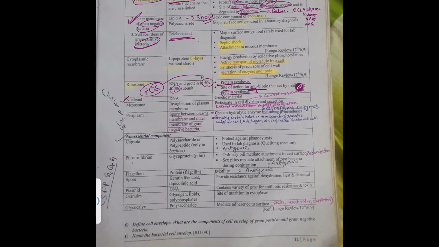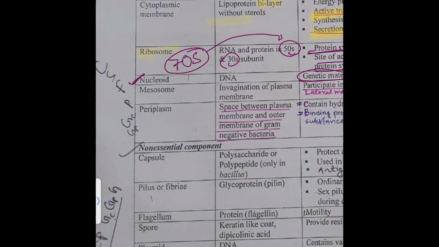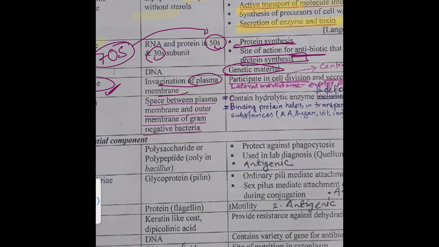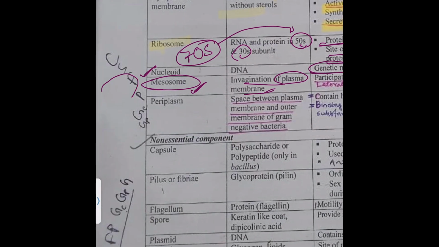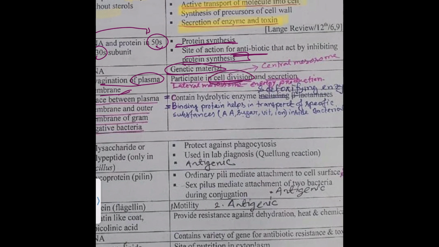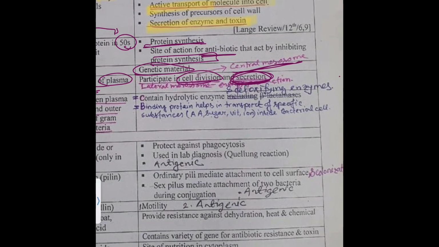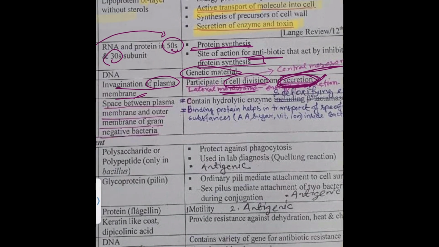Then nucleoid. Nucleoid is the genetic material. Why nucleoid and why not nucleus? Because there is no nuclear membrane. Next is mesosome, which is very important. Mesosome is an invagination of the plasma membrane. When I make this invagination, this is the mesosome. It participates in cell division and secretion. Central mesosome is responsible for cell division, and other lateral mesosomes are responsible for secretion.